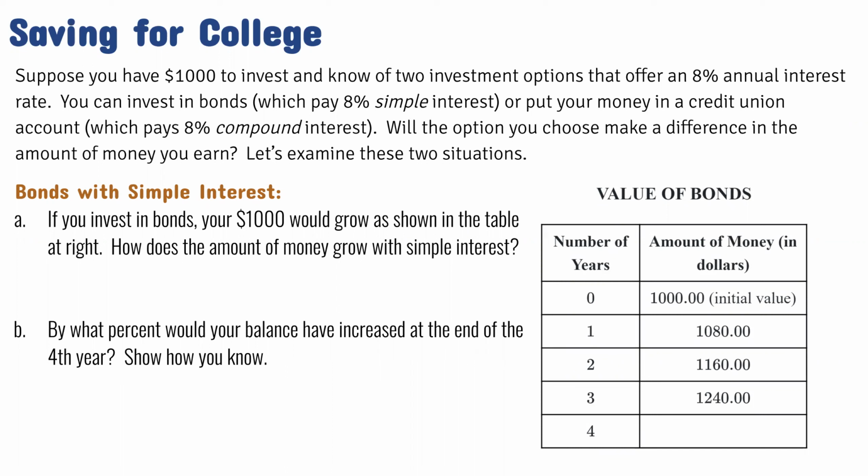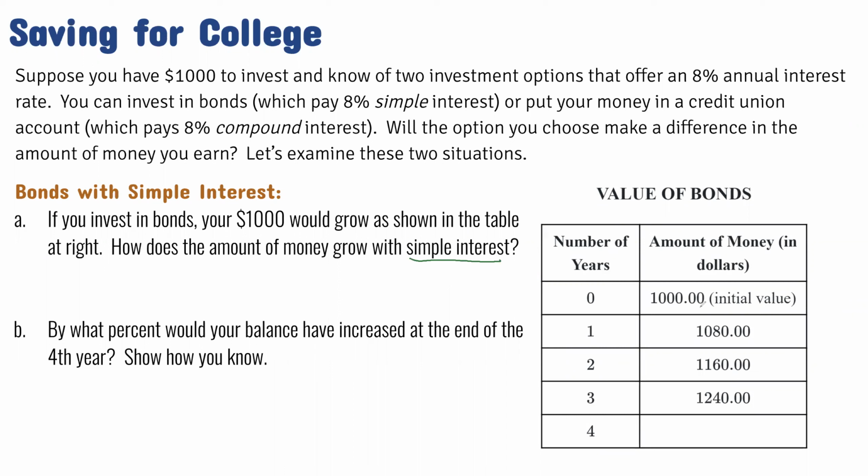So let's look at these 2 situations, okay? So imagine you have $1,000 on you right now, and you can either put it into a bond with 8% simple interest, or you can put it into a credit union account where you get 8% compound interest. Which one are you going to choose? So let's investigate. First, you invest in bonds, and your $1,000 grows as shown in this table. How does the amount of money grow with simple interest?